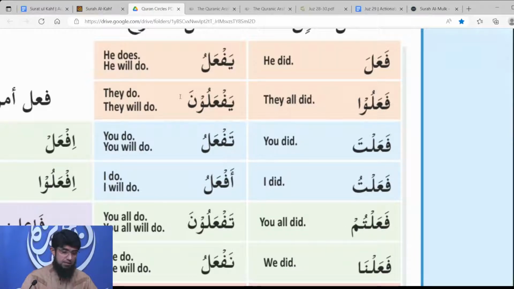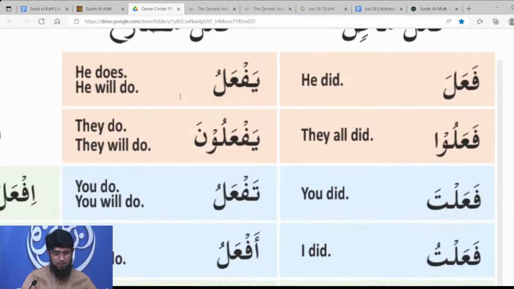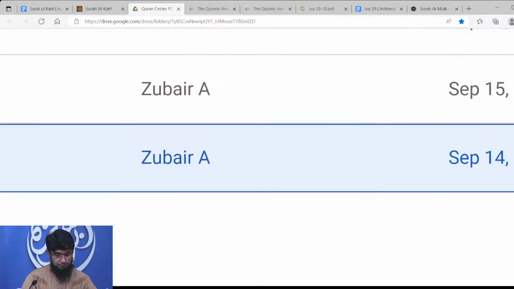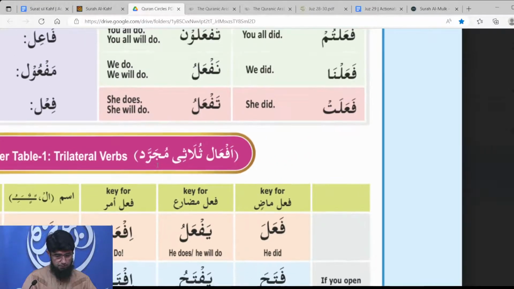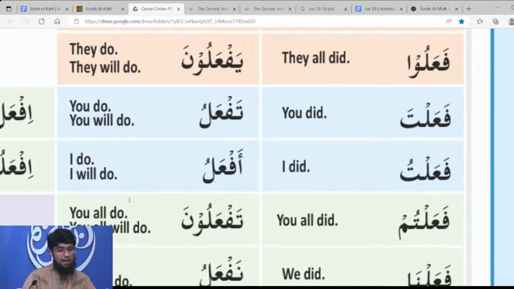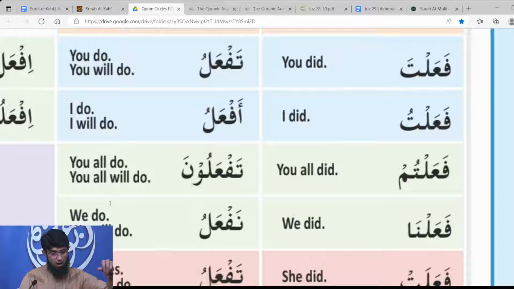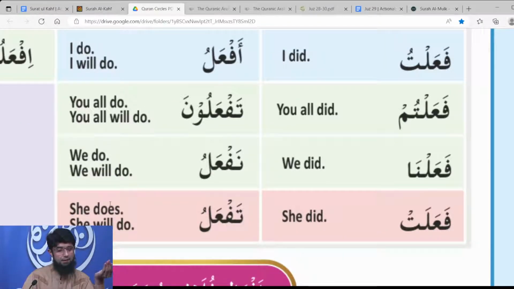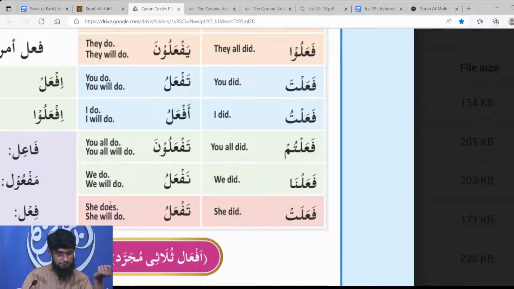Okay, same now. If you look at the present or future, the prefix at the beginning will tell you the doer. So ya will be there for he. Ya and wa nun will be there for they. Ta will be there for you, and hamza will be there for I, af'alu, and then ta and wa nun for you all, and naf'alu for we, and taf'alu for female, feminine.